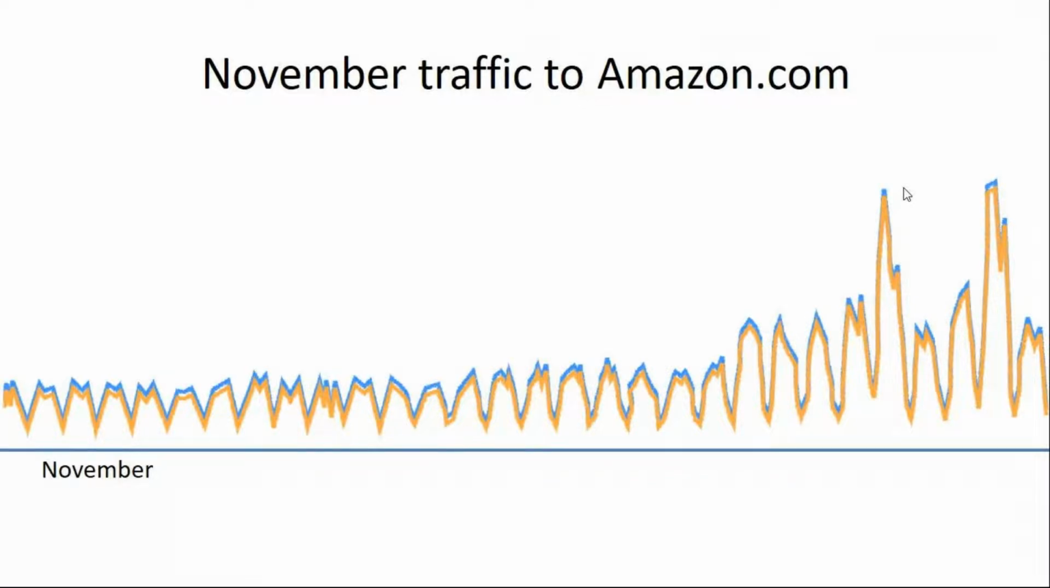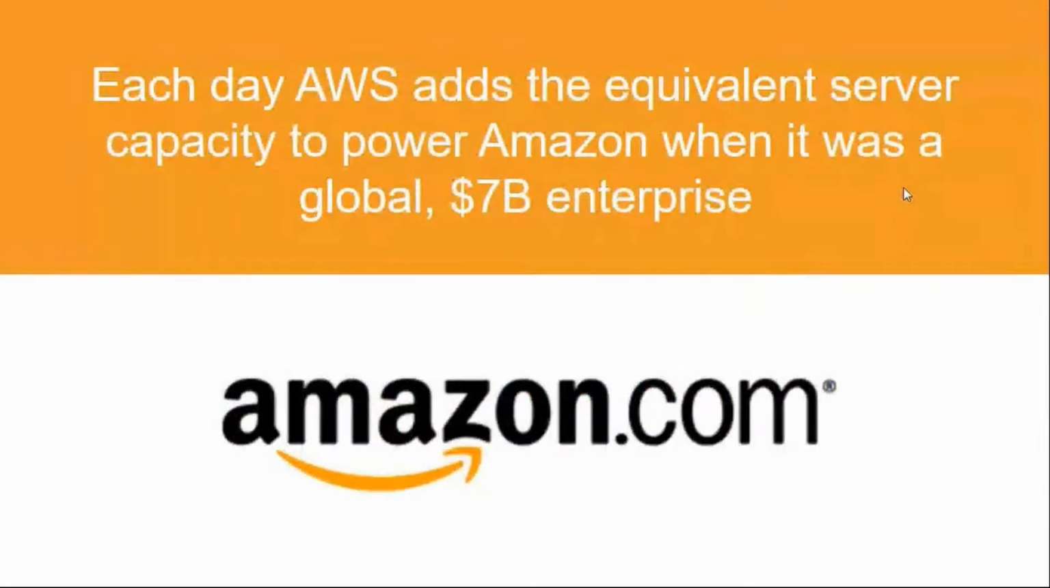By leveraging a terminology called auto scaling, which we will discuss later, Amazon.com is able to meet customer demand while eliminating wasted capacity. Each day AWS adds the equivalent server capacity to power Amazon when it was a global $7 billion enterprise.